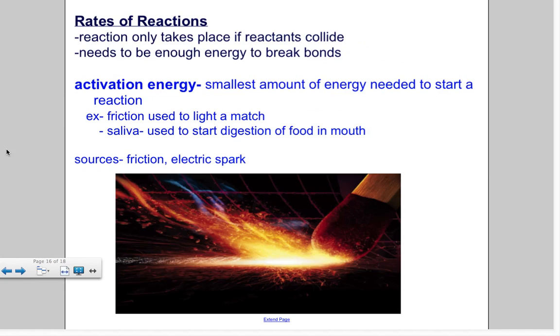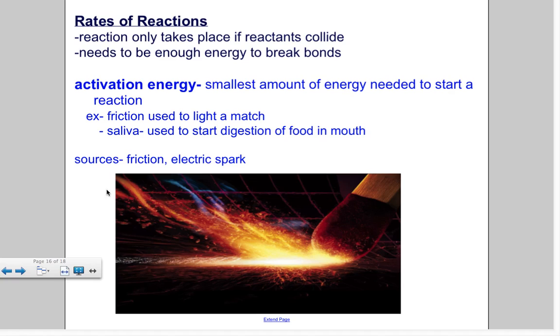Okay, rates of reaction. Reactions only take place if reactants collide, and they have to have enough energy for the bonds to break for this to occur. To get that energy, we have what's called activation energy. Activation energy is the energy needed to start a reaction, in other words, to activate it. Again, it's the smallest amount of energy needed to start the reaction.